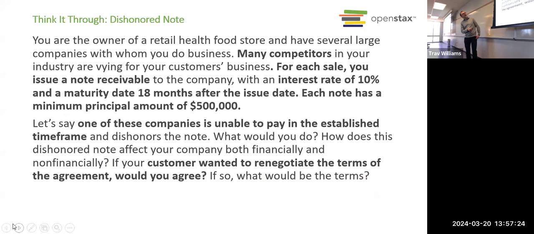Oh yeah, so here's a situation where we issue notes receivable with an interest rate of 10%, maturity of 18 months for every sale, and there's a minimum $500,000 for each note. That would be a nice business to have, right? Because for every $500,000 note at 10% interest, you're earning $50,000 a year. And because they're for 18 months, that comes out to $75,000 for each of these notes that you're earning just in interest.